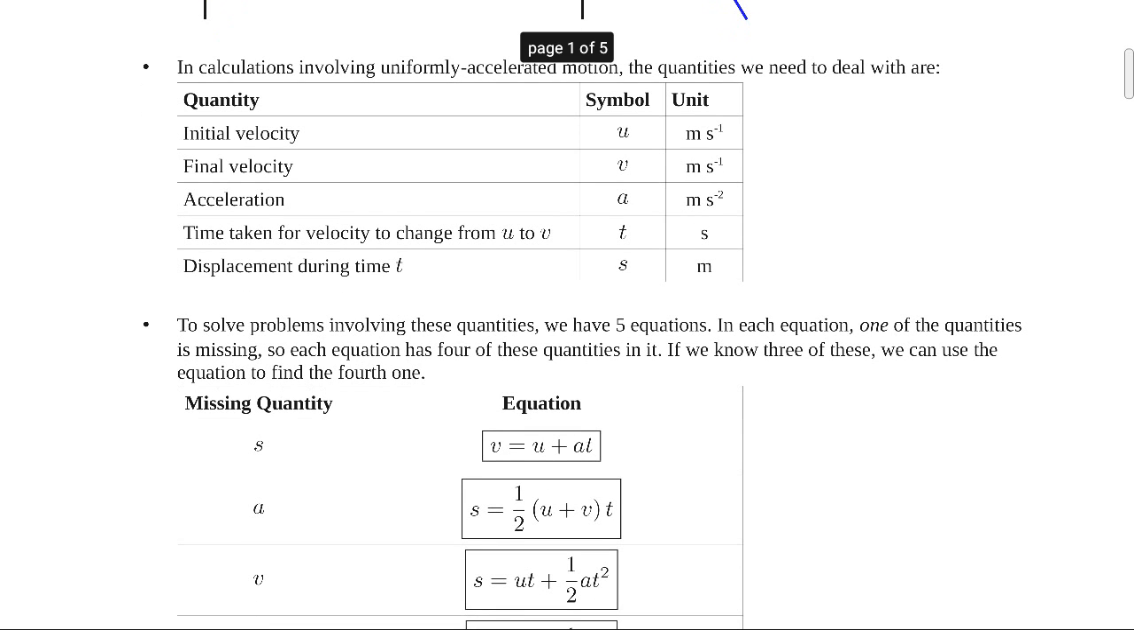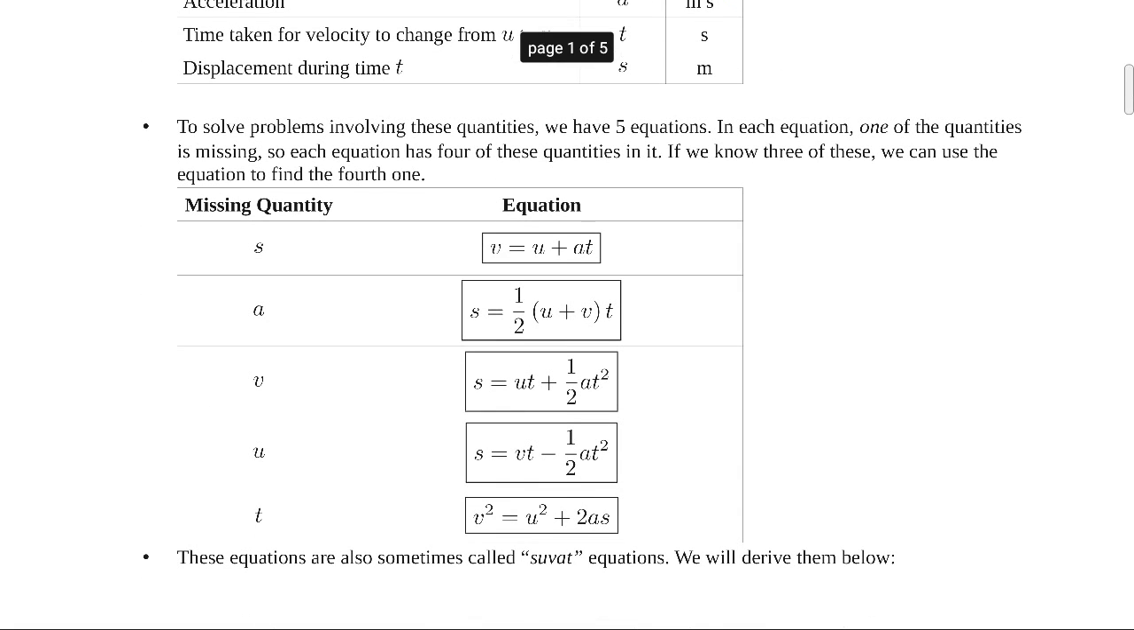So when we deal with calculations involving uniformly accelerated motion, there are 5 quantities that we deal with. These are the initial velocity of the object, that we give the letter u, the final velocity of the object, we give the letter v, acceleration, letter a, time taken for the velocity to change from the initial to the final velocity, we call that t, and the displacement that happens during the time t, we call it s. So these are the symbols that we are going to use to come up with our equations.